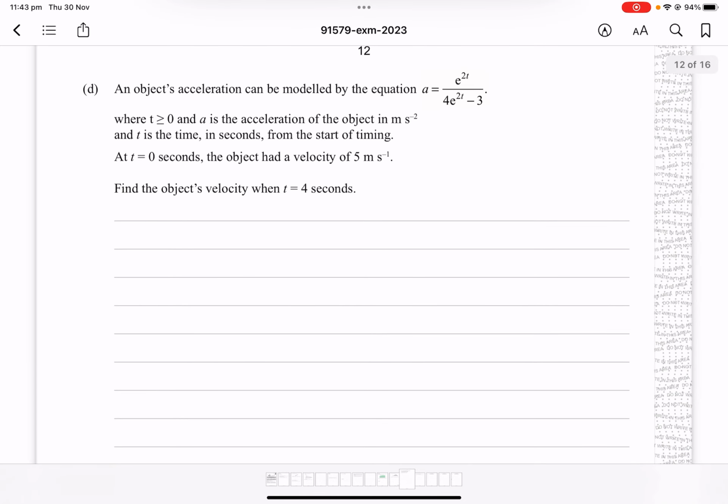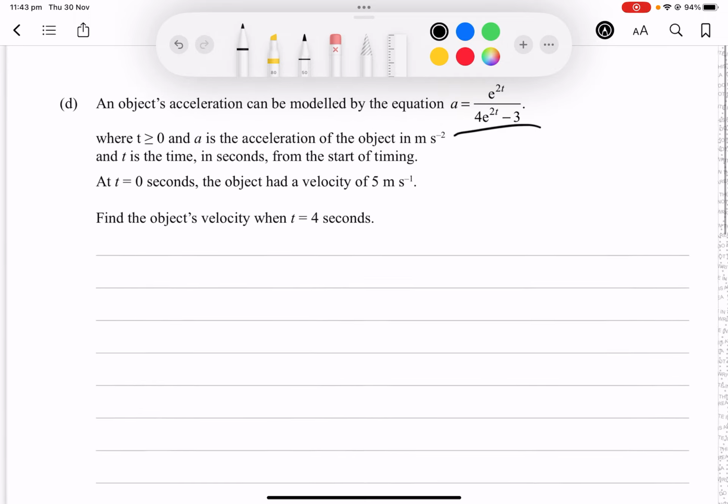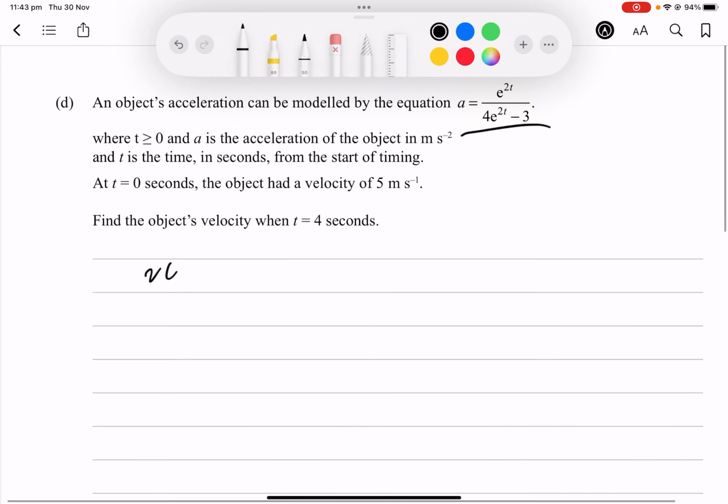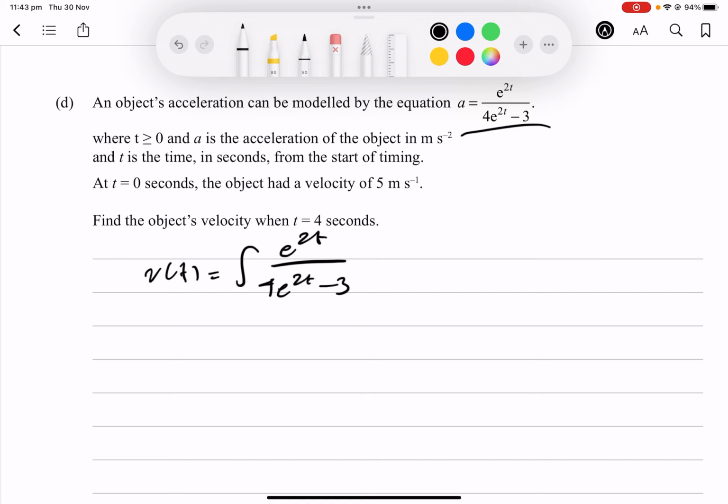So question D, the object's acceleration can be modeled by the equation a equals e to the 2t divided by 4e to the power of 2t minus 3. So t is some non-negative number, a is the acceleration, t is the time. And we want to find the velocity when t equals 4. So we want to integrate the acceleration to find the velocity. So v of t is equal to the integral of e to the power of 2t divided by 4e to the power of 2t minus 3 dt.